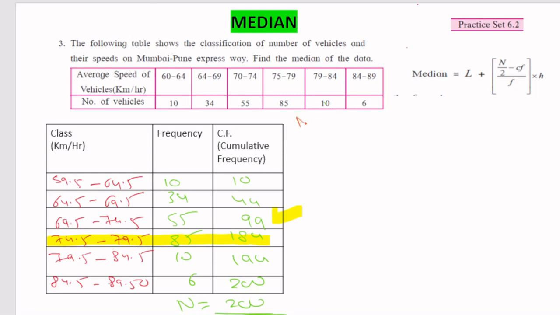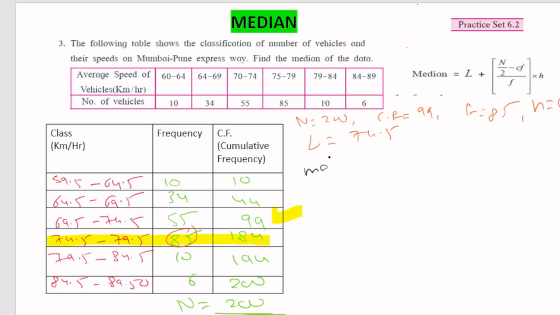Now write everything. N is what? 200. Cumulative frequency of the previous class, that should be 99. Your f is how much? F of this class, so 85. Class interval 74.5 to 79.5, so class interval h is equal to 5. What is remaining? L, the lower limit of this class, is 74.5. Now substitute in the formula and solve it quickly.